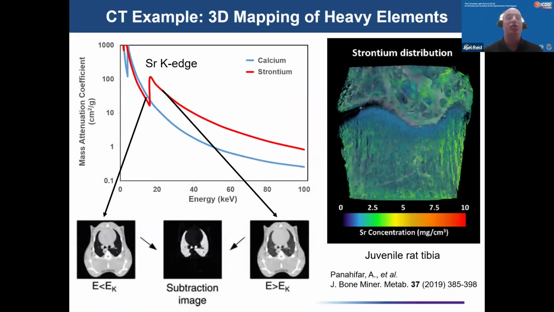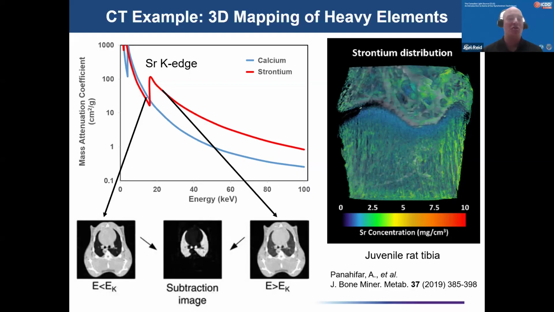You can use CT to quantitatively map heavy elements using a technique called K-edge subtraction. So what you do is you take CT data sets above and below the absorption edge, and you subtract them to specifically highlight the element of interest. In this case, the researchers were looking at strontium localization at the growth plates of bones, specifically the tibia. And strontium is a good tracer element for new bone deposition.